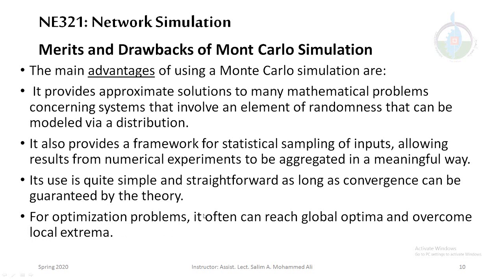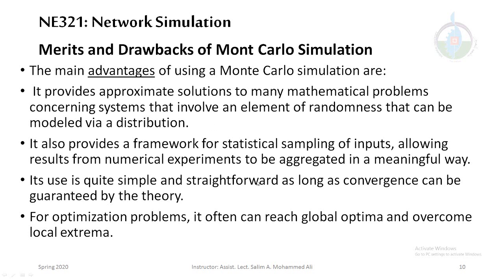Okay, if we try to solve problems using analytical, mathematical methods, we may reach local extrema or local minima. In this term, because we are using randomness in Monte Carlo simulation, we often reach global optima, which is the best result we are going to find. So these are the main advantages of using Monte Carlo simulation.